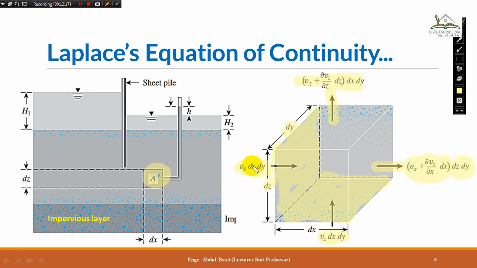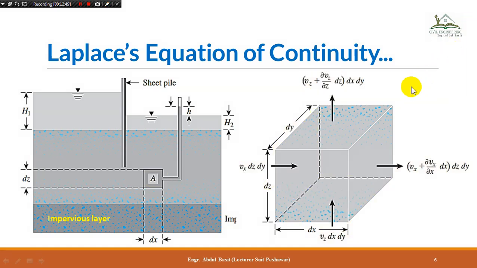So this is the inflow velocity, and this is the outflow. In the vertical direction this is the inflow velocity, and this will be the outflow velocity. That is Vz plus the change in the velocity in the z direction with respect to small distance z, and that is a function of dz as well. This is multiplied with the area, dx dy. So I hope you have got the phenomenon of these inlet and outlet velocities.